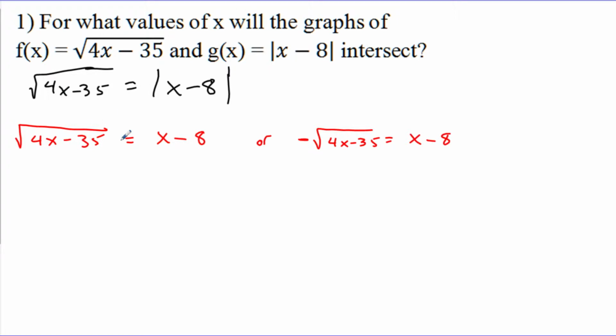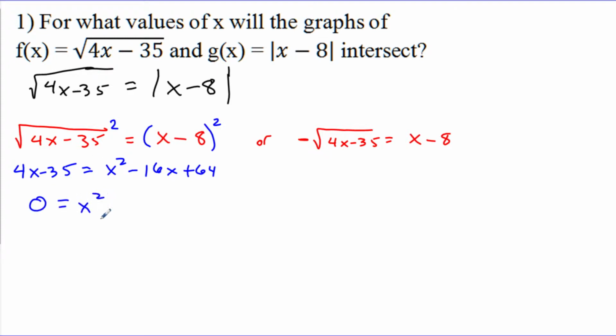So let's start with the one on the left. It says the square root of 4x minus 35 equals x minus 8. We solve this by squaring both sides. If I square away the square root sign, I also need to square the other side. So the left-hand side becomes 4x minus 35, equal to x minus 8 times x minus 8, which is x squared minus 16x plus 64. Then to solve this, I need to set it equal to 0. So I'm going to subtract the 4x and add the 35 over to the right. So it's going to say 0 equals x squared minus 20x, and when I add the 35, I'm going to get 99.